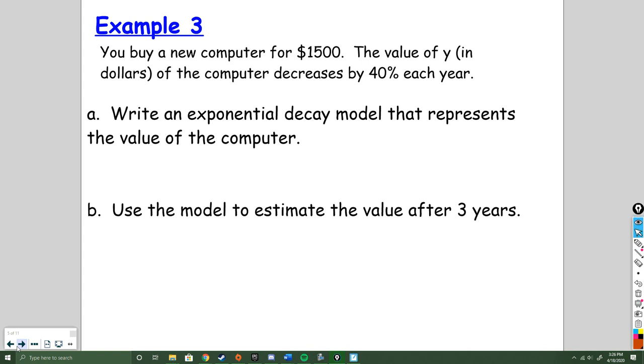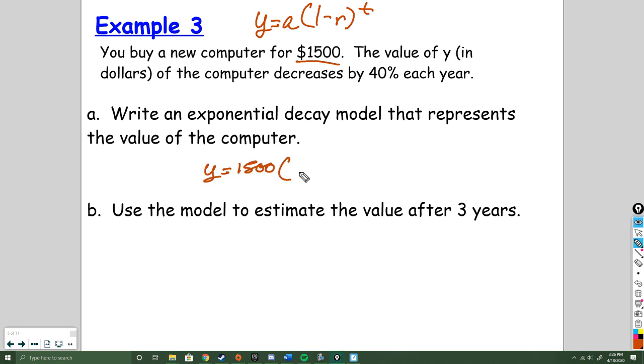All right, so in part A, once again, we want to write an exponential decay model. So just going to rewrite what we had on the previous slide. Our exponential decay model is y equals a times the quantity 1 minus r to the t power. So we have to figure out what is r and what is a in the equation. a is the initial amount, so that would be our 1500.